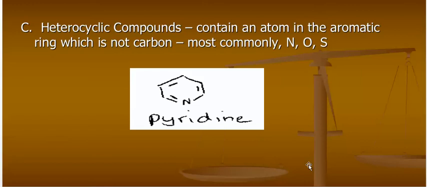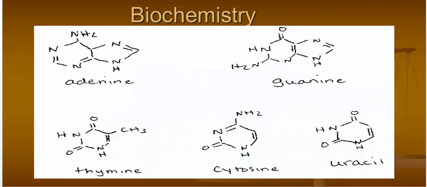Heterocyclic compounds contain an atom that is not carbon, most commonly nitrogen, oxygen, sulfur. This is pyridine. And here are some biochemistry molecules that are of importance with organic chemistry: adenine, guanine, thymine, cytosine, and uracil. This is kind of for your own information. I'm not going to test you on these biochemistry molecules.